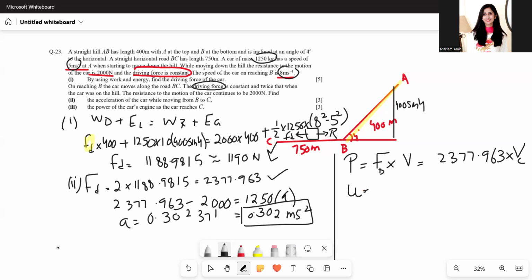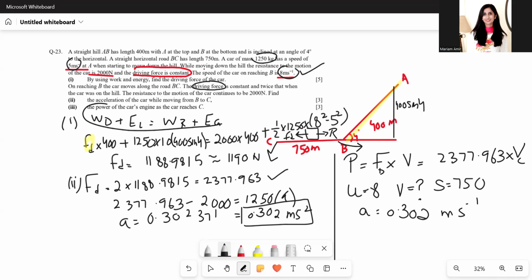U is 8, the speed at B. V is the question mark, which is the speed at C. S is 750, and we just found the acceleration, that is 0.302. Again, equations of motion are only working because it's a straight line and because the acceleration is constant from B to C. And we know that because they've told us that the driving force is constant from B to C.